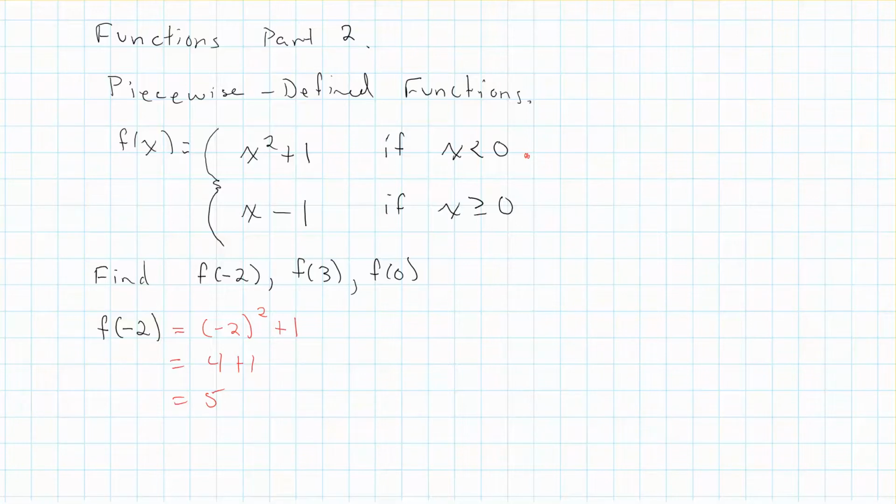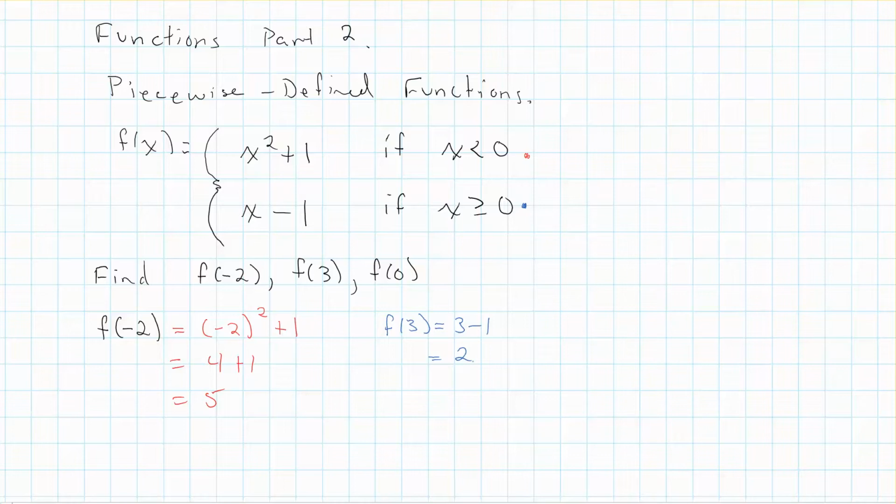Now let's look at f of 3. So again, the first thing you want to do is identify what piece you should be using. Well, x is 3, and so we have to determine which one of these inequalities is true. And clearly 3 is bigger than or equal to 0, so that means we would be using the second equation here. So f of 3 would simply be 3 minus 1, which is 2.